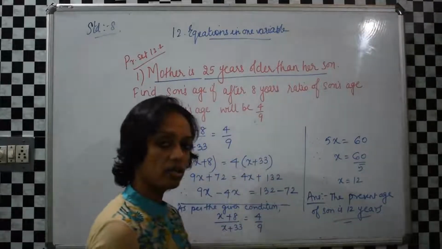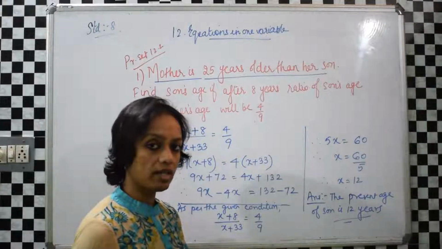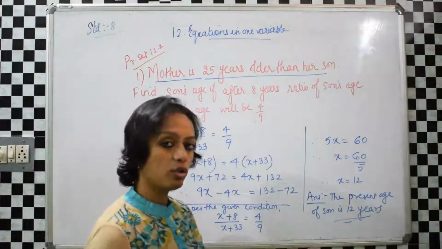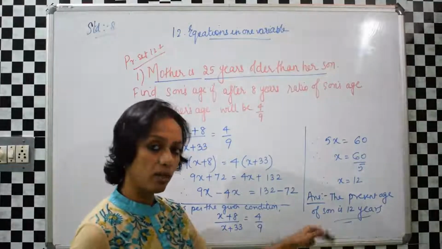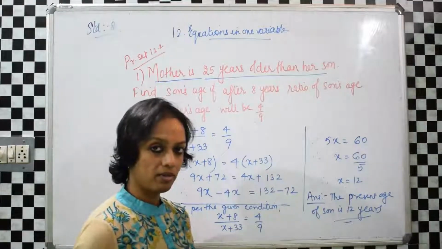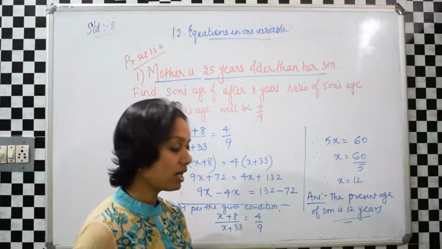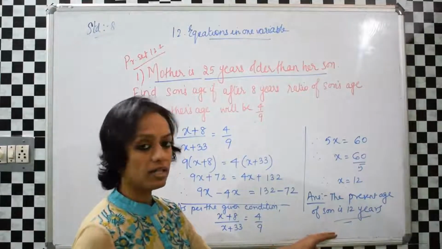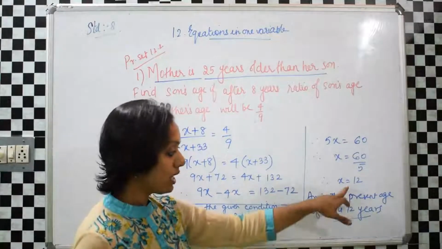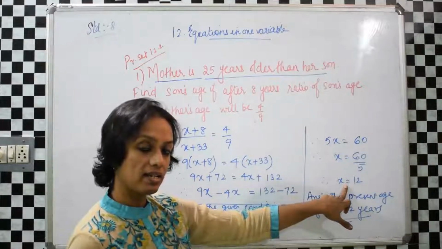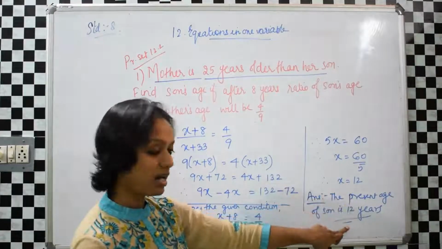Suppose they had asked you what is the present age of mother and son. For the mother, what you would have done? You have to add 12 plus 25, so 37 will be the age of the mother. But that is not asked in this sum, only the present age of the son is asked. So you got x, and we had taken x as the son's present age. So that is the answer.